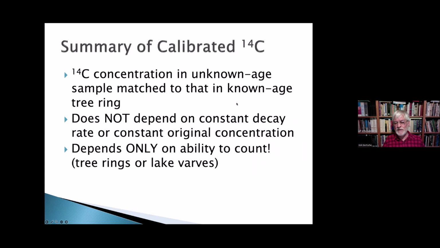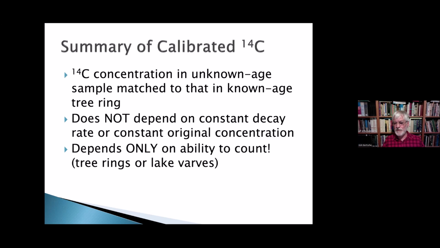Essentially what you're doing is taking an unknown, measuring how much radiocarbon it has, comparing that to the radiocarbon in things where you've counted the annual layers, whether they're trees or lake varves. So it does not depend on a constant decay rate or constant original concentration. What if the decay rate had changed 5,000 years ago, and radiocarbon used to decay a lot faster and then it slowed down? Well, that would be reflected in the tree rings and the lake varves just as well as in the unknown sample. So they'd all track. And by counting the rings, you would know how old it was. Even if the decay rate had changed, it wouldn't affect the calibrated date.